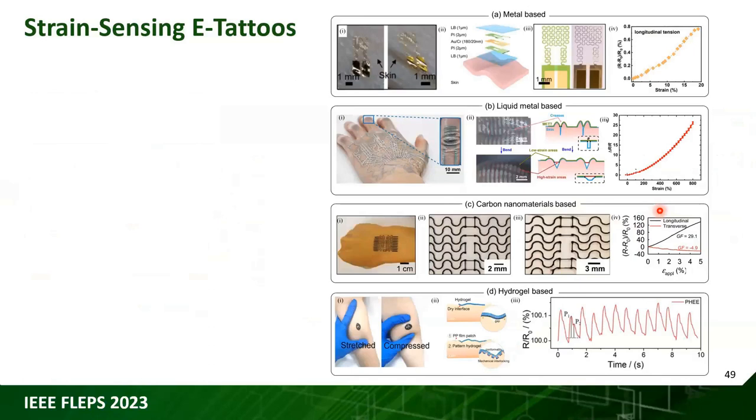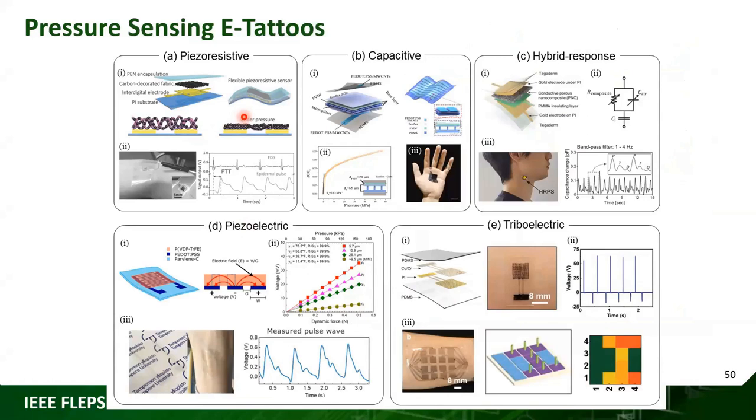And there are a lot of mechanical sensing e-skins, e-tattoos, right? I'm not going to go through the details, but it can be gold, liquid metal, CNT-doped PDMS, and hydrogel, and the pressure sensing, right? So wearable pressure sensors are mainly for like object recognition or pulse wave measurement.